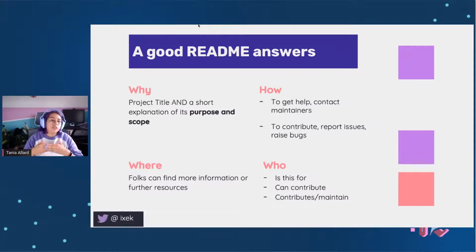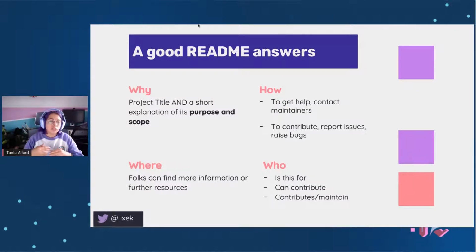The second question your README should answer is a how. How to get help? How can you contact maintainers? And this goes in many directions. How can you get help if you found an issue and you want to fix it or you just want to raise it? How are you going to contact maintainers if there are any issues within the community with regards to code of conduct violations?